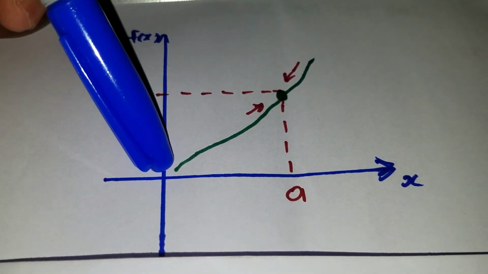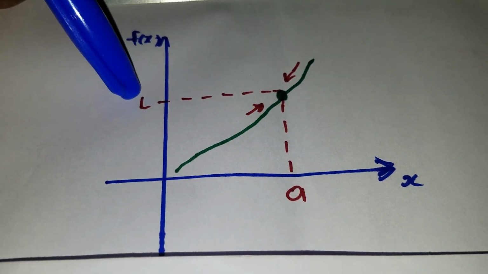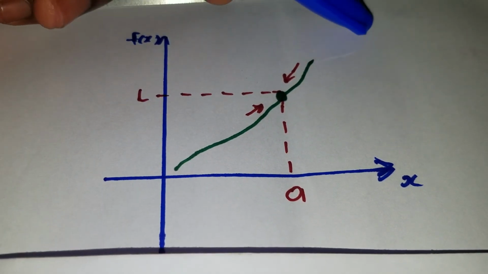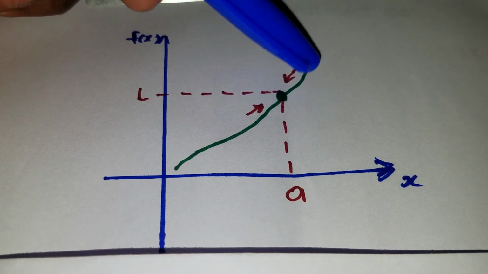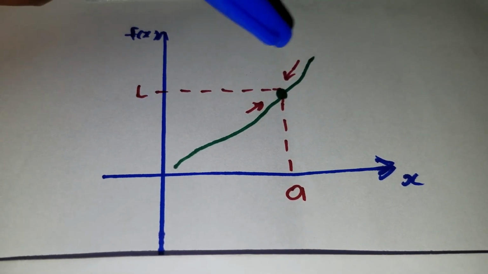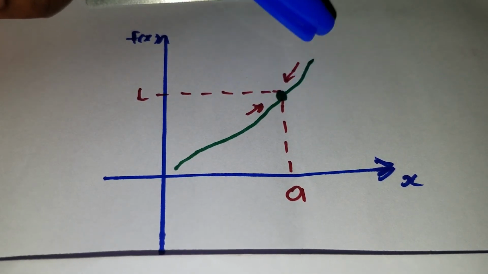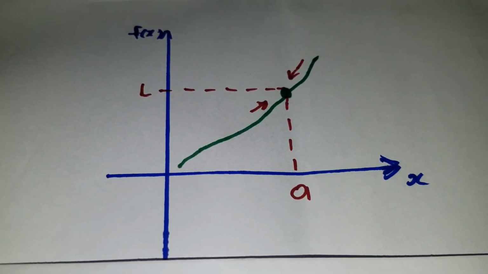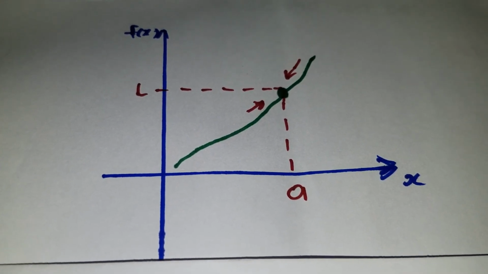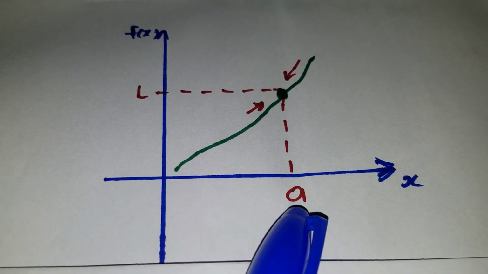Once more, if we approach A from the left, we get closer to L. If we approach A from the right, we get closer to L. So therefore, L is the limit of the function here as we approach A from the left or the right. And once more, a limit is specific to a point. In this particular example, the point is A, right?